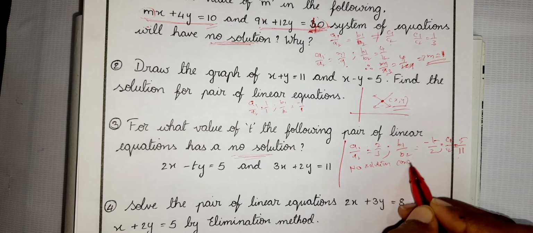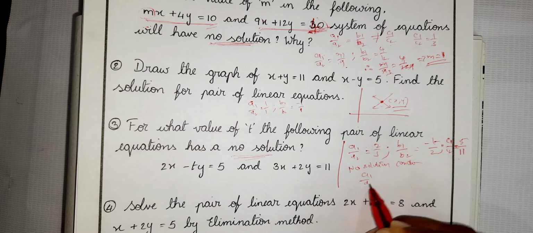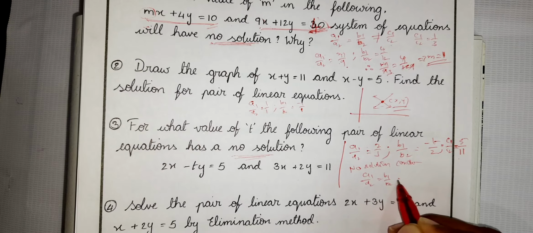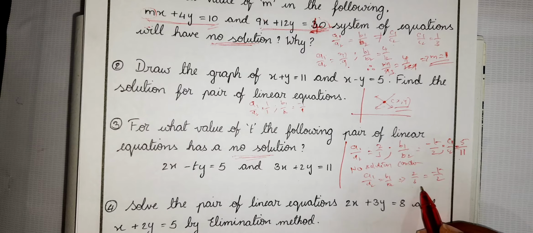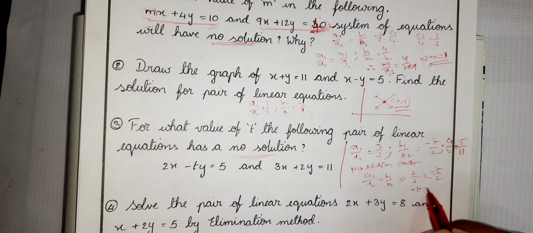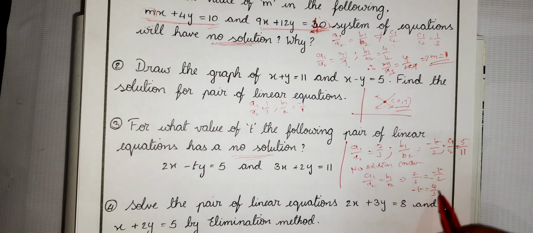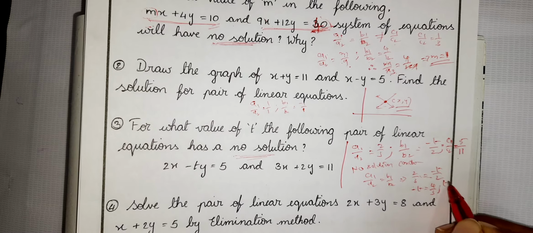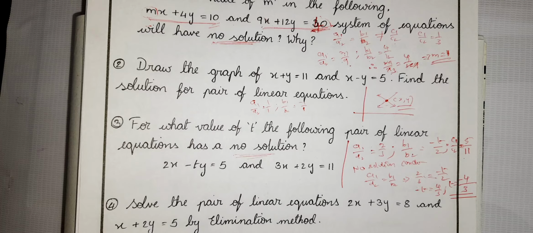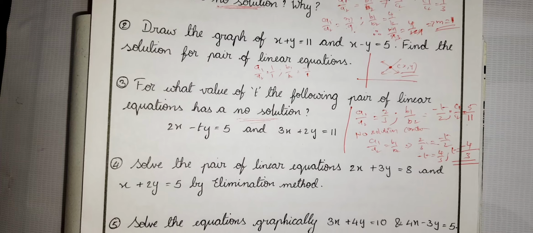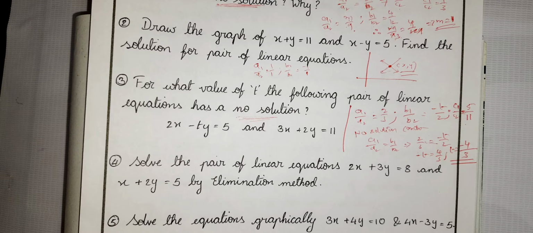No solution condition is a1 by a2 is equal to b1 by b2, implies 2 by 3 is equal to minus t by 2. Right. So therefore cross multiplication you will get minus t is equal to 4 by 3, or t is equal to minus 4 by 3. Clear?